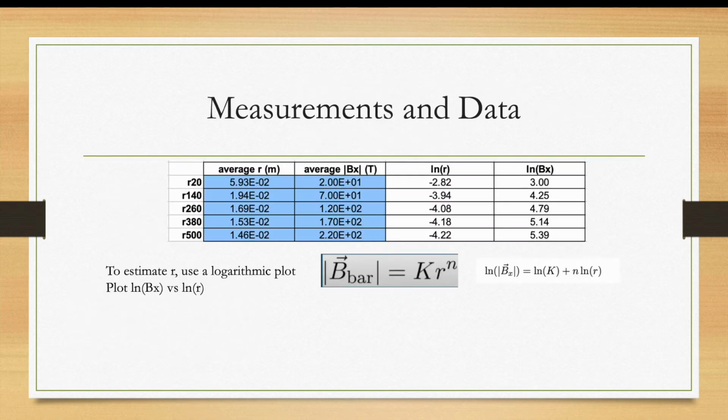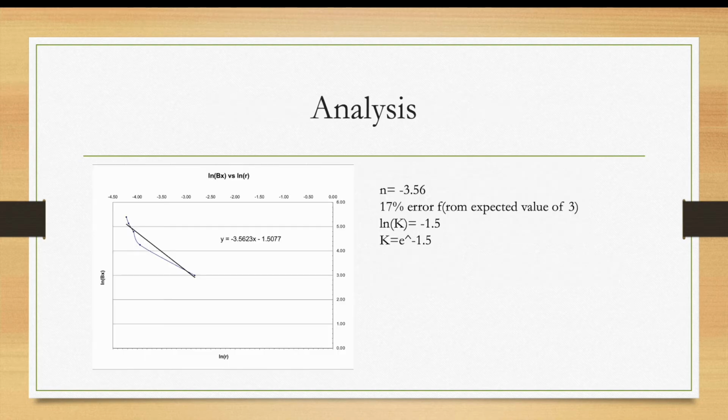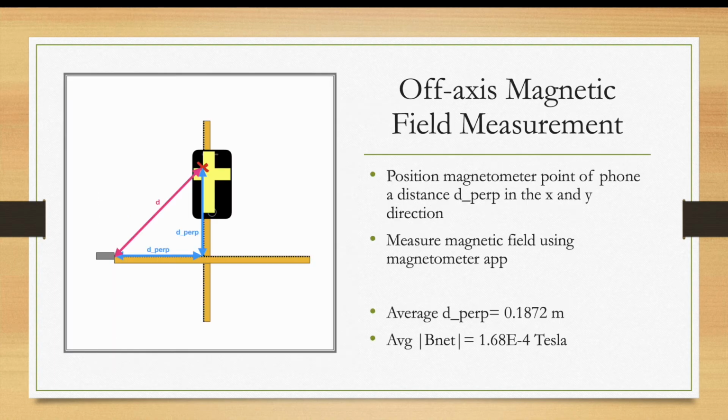Since we now know how to calculate the magnetic field of the bar magnet, we used our data from our experiment to find k and n. And these are our on-axis measurements. We found our k to be e to the negative 1.5 power and our n to be negative 3.56. Our expected value was negative 3, so we have a 17% error. We see it's moderate for this kind of experiment, where we're not in a controlled environment.